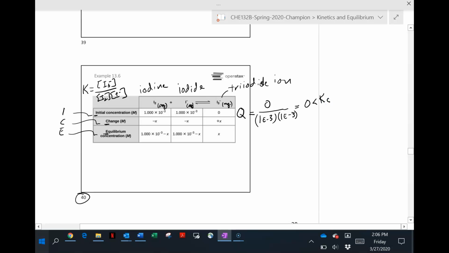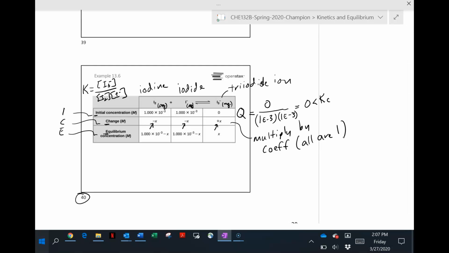And so that tells me if Q is less than K, I've got to go towards the products, and I've got to remove reactants to do that. That's how I get that positive sign there. So I have negative, negative, and plus. That comes from Q. And then the X there, we write X and we normally multiply by the coefficient. In this case, all of these are 1. So minus 1x, plus x is our change line.